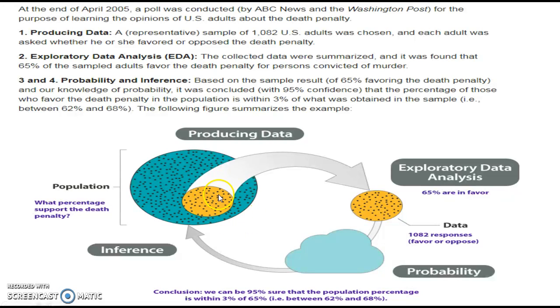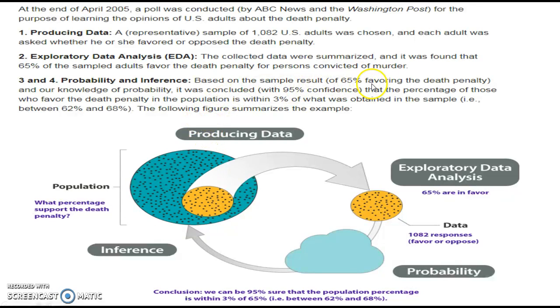Once they got the sample, they collected the data and summarized it, and it was found that 65% of the sample adults favored the death penalty for persons convicted of murder. So now they summarized the data. 65% are in favor. That was the exploratory data analysis. And then in steps 3 or 4, the probability will help us to make an inference about the population.